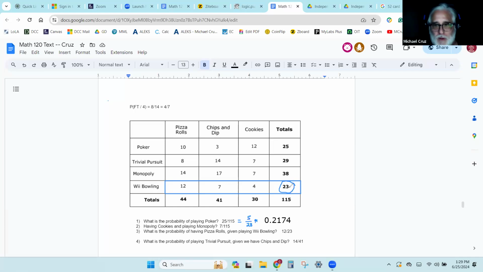Now, where do we want to go? We want to find the pizza roll column. And here's the pizza roll column. We don't need the total, though. We need the intersection because we want the numerator. So there's our numerator. 12 over 23.